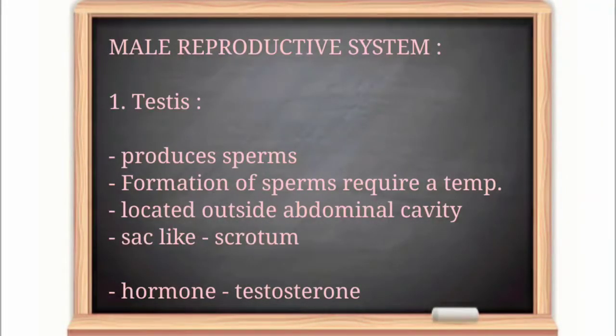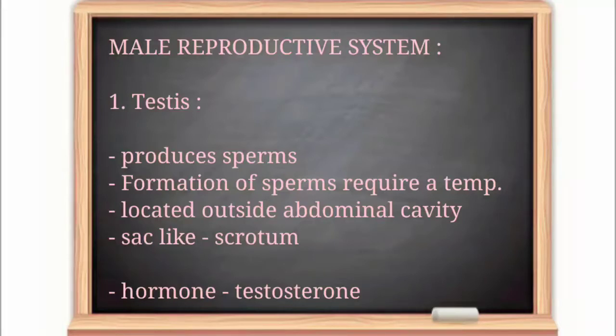The first one, which is known as testes. Now, testes, it is the main reproductive part of male which produces the sperm. Now, sperm, we can say it as the male germ cells. Now the formation of the sperms requires a particular temperature which is lower than a normal body temperature. So where is it located? The testes are located outside the abdominal cavity, that is the lower part of the body, in a sac-like structure. That sac-like structure is termed as a scrotum.